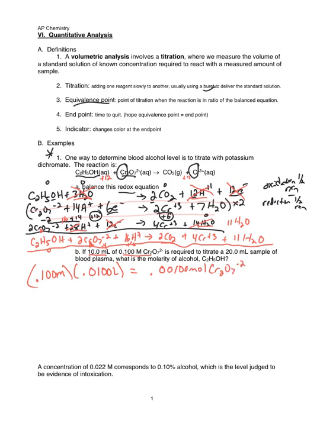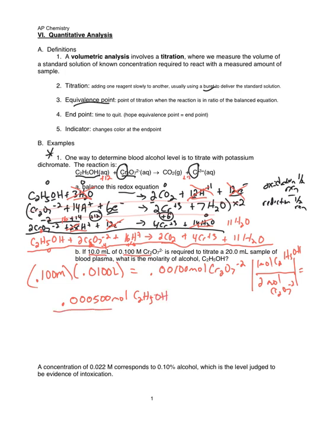Step 2, once I know the moles of the one reactant, I figure out the moles of the other reactant using the mole ratio. And looking at the balanced equation, for every 2 moles of dichromate ion, there is 1 mole of ethanol. That gives 0.0005 moles of ethanol.